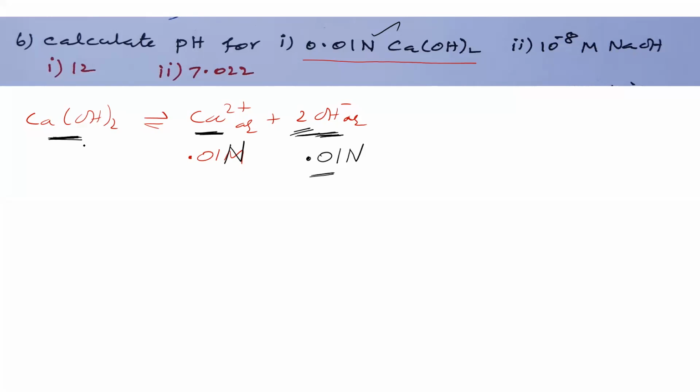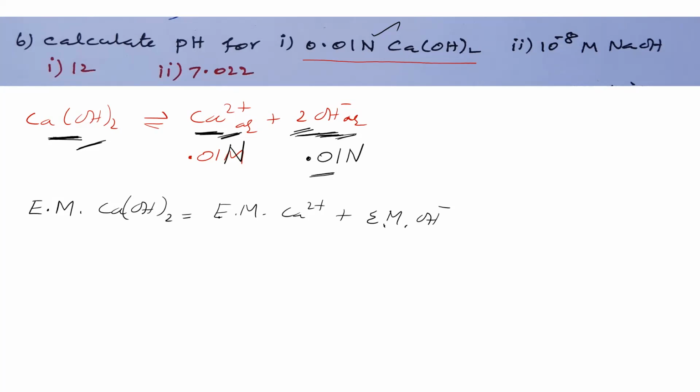Suppose X equivalents of calcium hydroxide on dissociation give X equivalents of calcium ions and X equivalents of hydroxide ions. Why? Suppose we are taking the equivalent mass of calcium hydroxide. How do we find it? Equivalent mass of calcium ion plus equivalent mass of hydroxide ion. Like this only we have to add. Equivalent mass of calcium hydroxide is equal to equivalent mass of calcium ion plus equivalent mass of hydroxide ion.